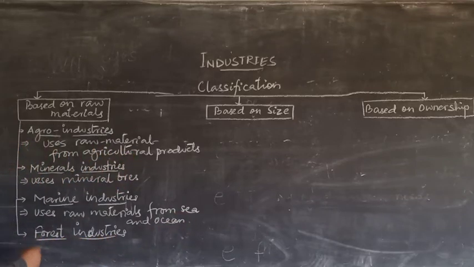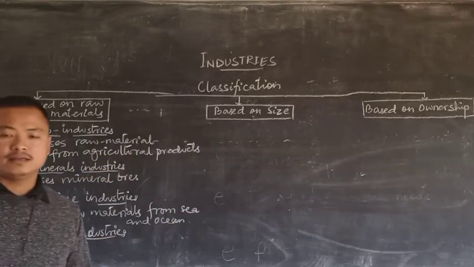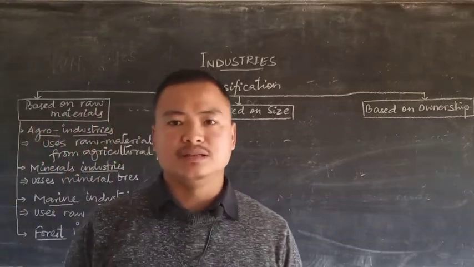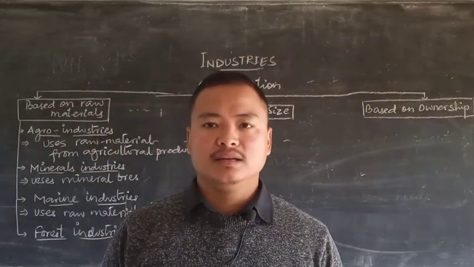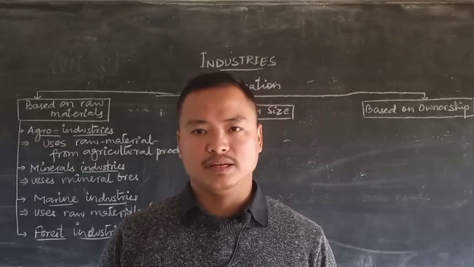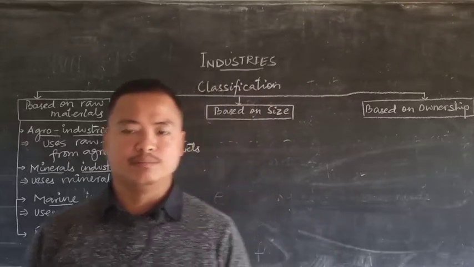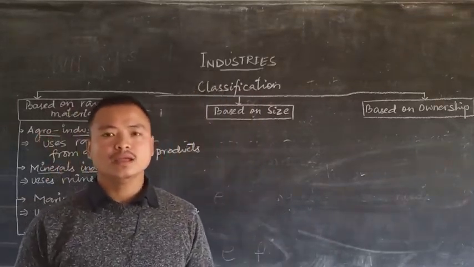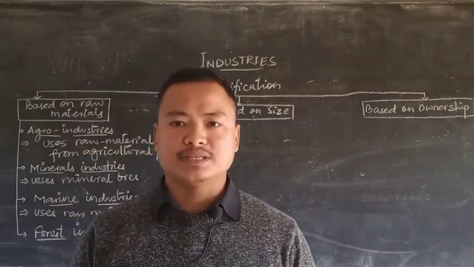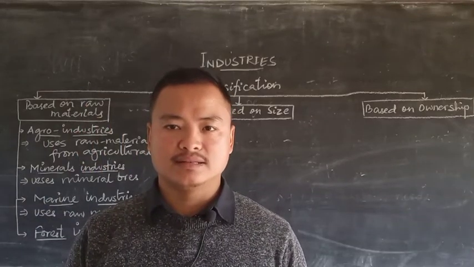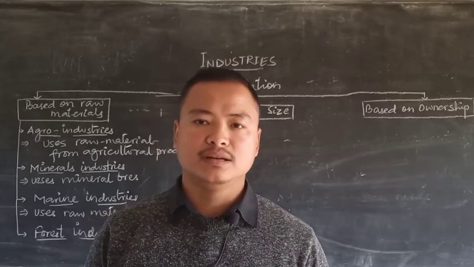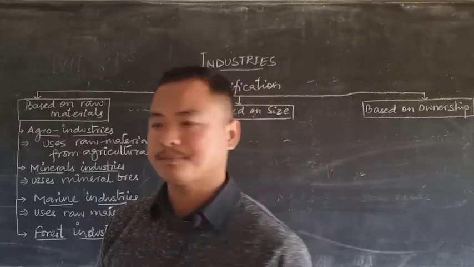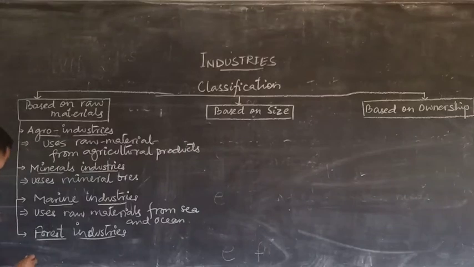Now the fourth and the last subtype of industries categorized under the raw material industries is the forest-based industry. As the name itself implies, the forest-based industries are the industries that use forest products as raw material. So we can say that forest-based industries are the ones that use forest products as raw material.